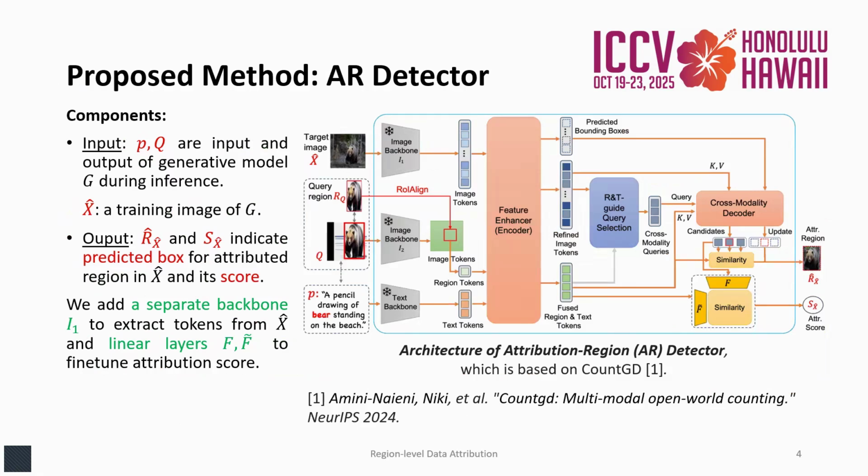We propose an attribution region detector, ARD, by extending the architecture of the counting method CountGD. Its inputs are P and Q, which are the text prompt input and the synthesized image of the text-to-image model during the inference, and the region of interest in Q. It also takes a training image X as input to predict the attributed region and its attribution score.